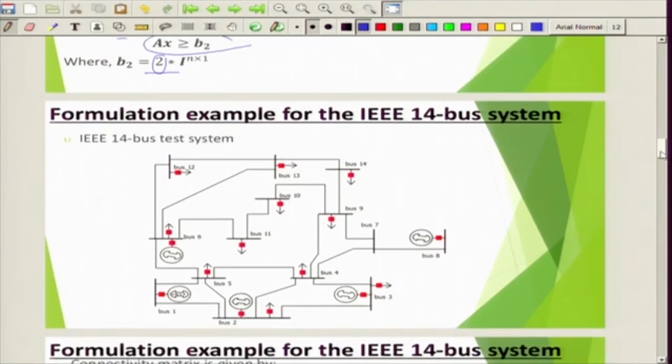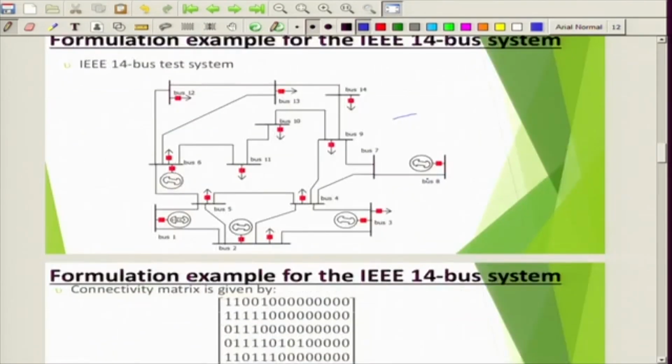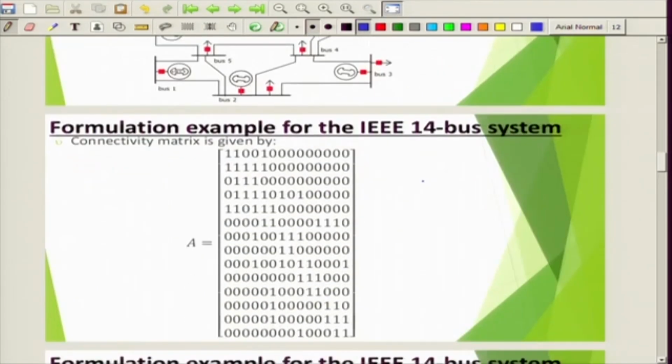So, let us formulate the example for the IEEE 14 bus system. It is a standard system that we have considered just for our analysis purpose. So, the connectivity matrix is given by this. It is very simple. Let us take one example and try to understand.